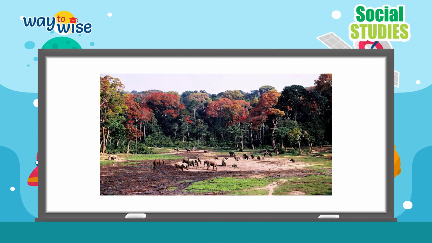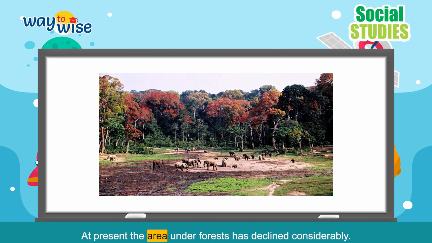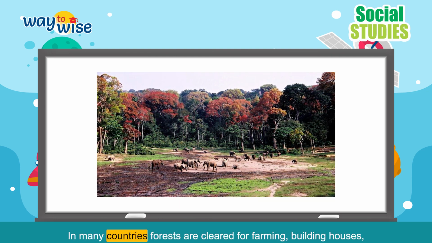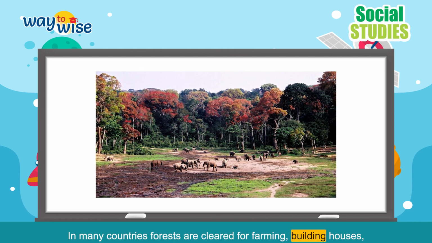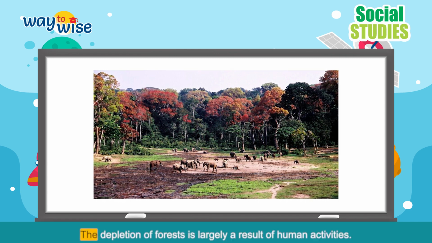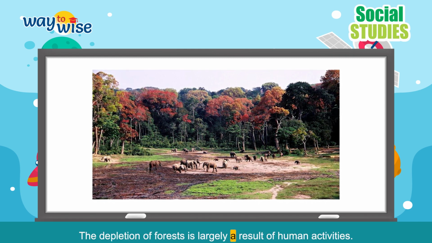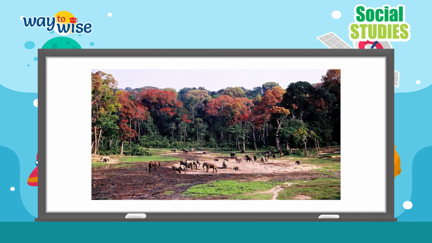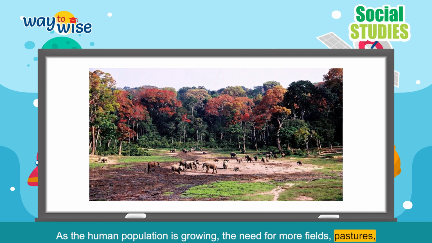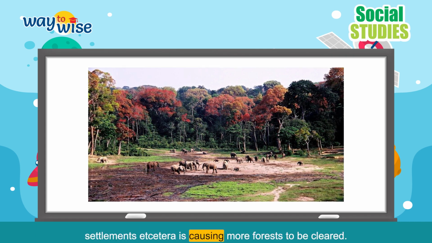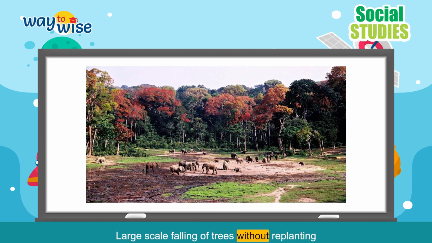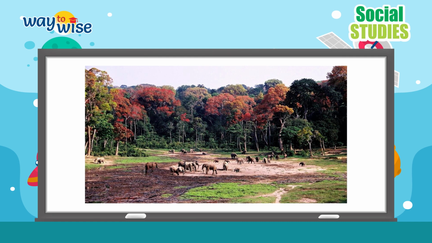Forests and wildlife. At present, the area under forests has declined considerably. In many countries, forests are cleared for farming, building houses, roads and railway lines, etc. The depletion of forests is largely a result of human activities. As the human population is growing, the need for more fields, pastures, settlements, etc. is causing more forests to be cleared. Large-scale felling of trees without replanting has led to deforestation.